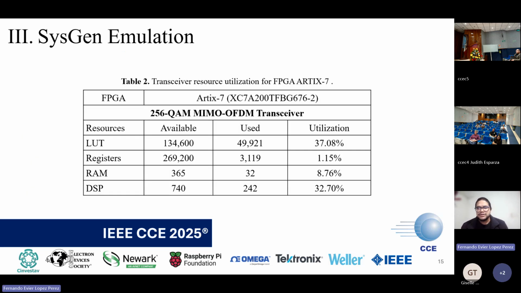We also have the resource utilization considering an FPGA RTX7. We can see that of the available LUTs of the system, we use 37.08%. We use 1.15% of the available registers, along with 8.76% of the memory modules and 32.7% of the DSP blocks.